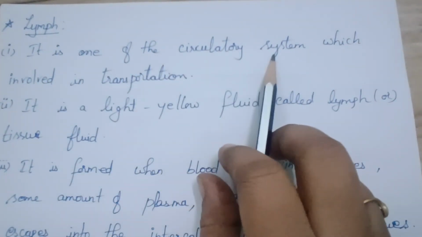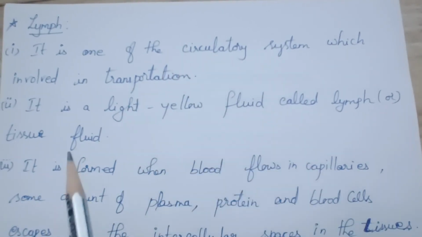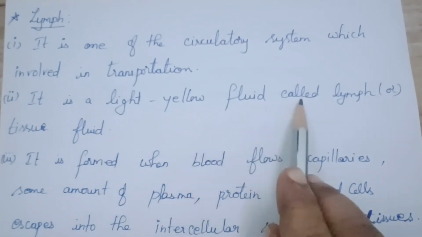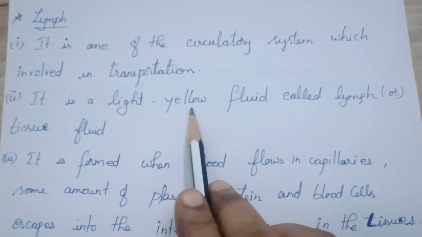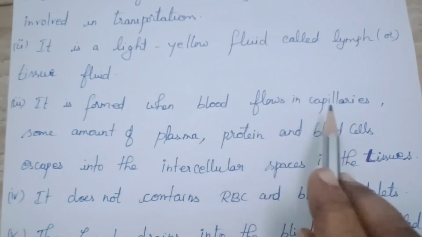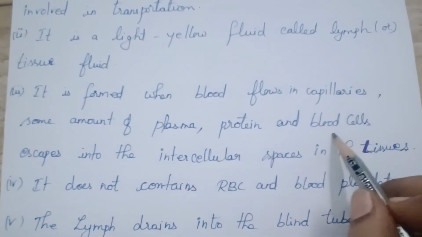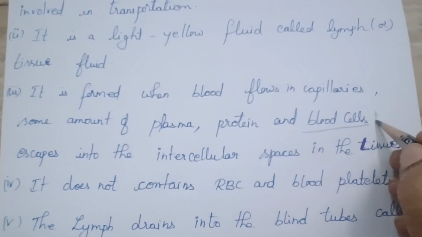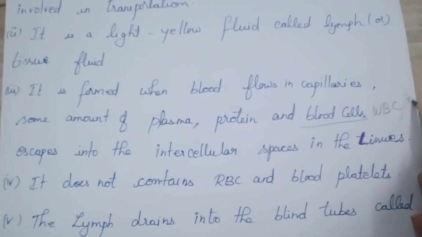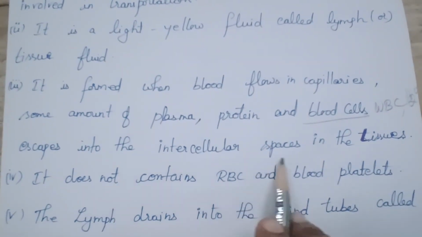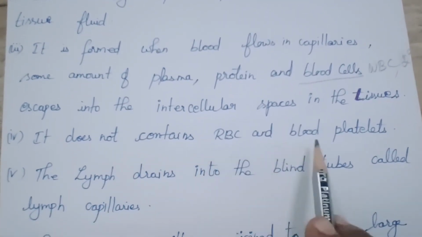Lymph is one of the circulatory systems which is involved in transportation. Like the blood circulatory system, lymph is also a circulatory system. It is a light yellow fluid called lymph or tissue fluid. It is light yellow in color. Why? Because the RBC is not present there. It is formed when blood flows in the capillaries. Some amount of plasma, protein and blood cells, that is your WBC, and some of the water also escapes into the intercellular space in the tissue. It does not contain RBC and blood platelets.